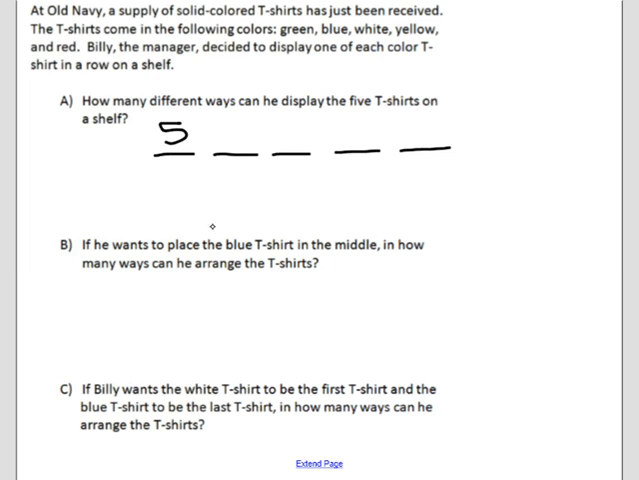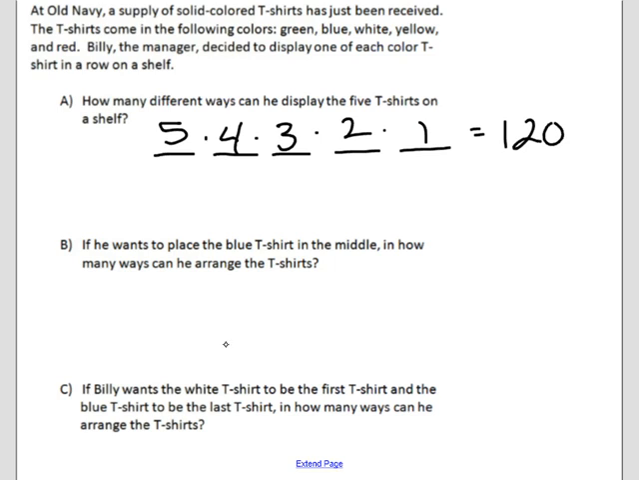Then, once you pick a color, maybe blue, he picks blue and puts that one first. Now we only have 4 colors to choose from for the next spot. So maybe for that one he picked red. Then we only have 1, 2, 3 colors left for the next one. Maybe he picked white for the middle, and then he picks green. And now he only has 1 choice left for this last one. So we're going to do 5 times 4 times 3 times 2 times 1. Let's see, 20, 60, 120. There's 120 ways that he could arrange those 5 shirts. Seems like a lot, right? But that's how the numbers come out.